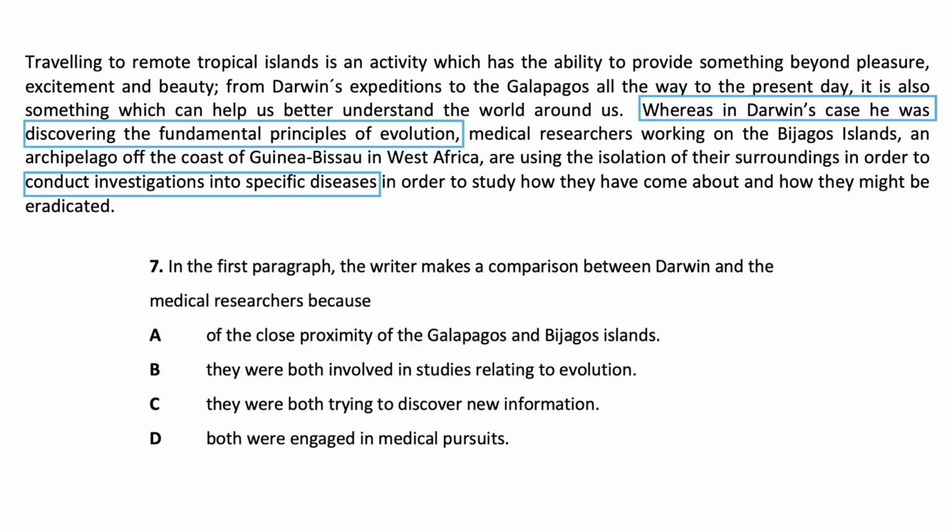So here was our comparison between Darwin and the medical researchers. It says whereas, so whereas is a word that's often used to indicate comparison. In Darwin's case, he was discovering the fundamental principles of evolution. And then it talks about the medical researchers who were conducting investigations into specific diseases. So they weren't both looking at evolution. It doesn't talk about the islands being close together or both being engaged in medical pursuits. It is in fact that they were both trying to discover new information.